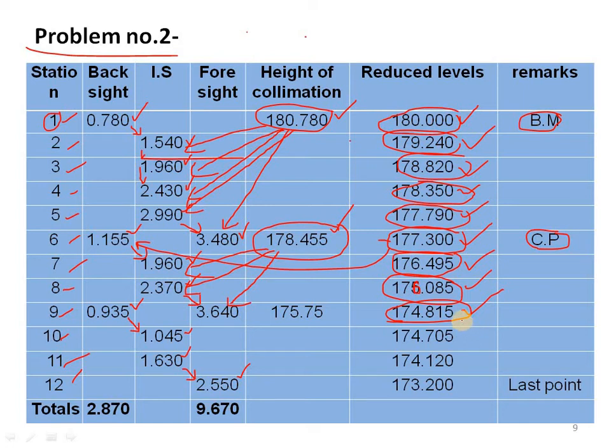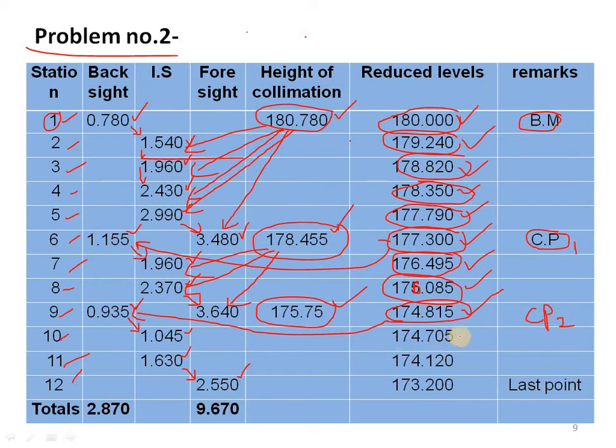So after getting the RL of station 9, now let us calculate the height of the instrument of station 9. Same formula: RL of station 9 plus backsight of station 9. So 174.815 plus 0.935. How much did we get? 175.75. So this is the answer. So up to now we have got the height of the instruments of 2 points. So this is CP1 and this is CP2.